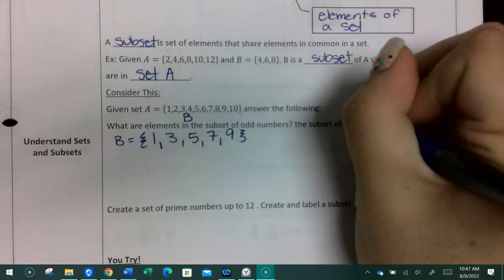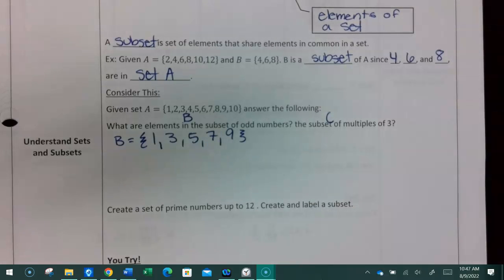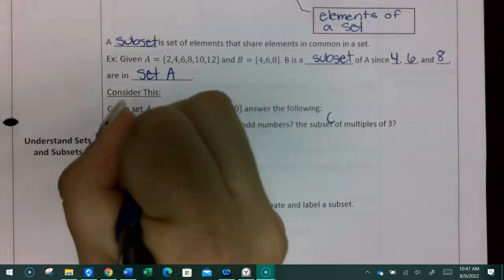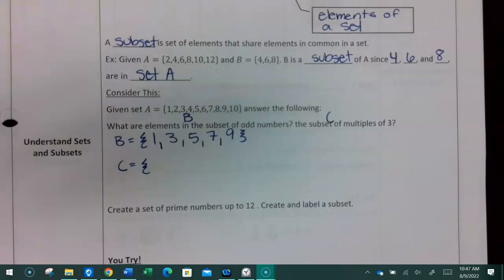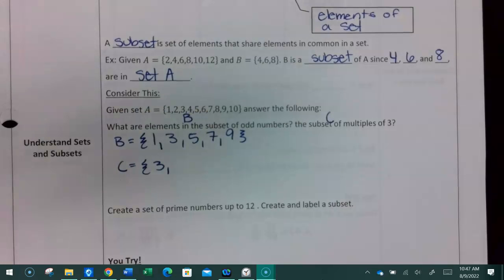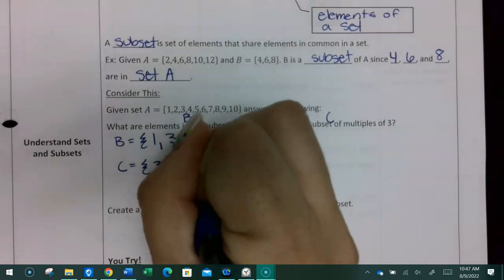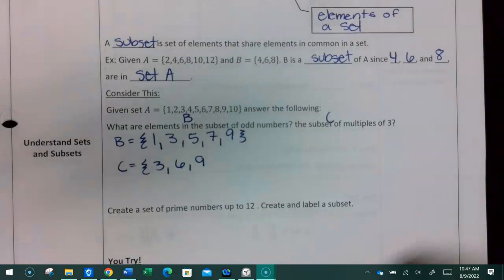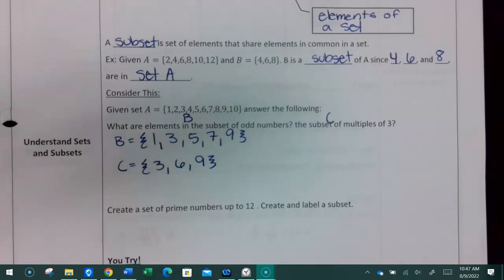Okay. Then it wants me to find the subset of multiples of 3. So what's my first multiple of 3? 3. Any more? Questions on those two subsets?